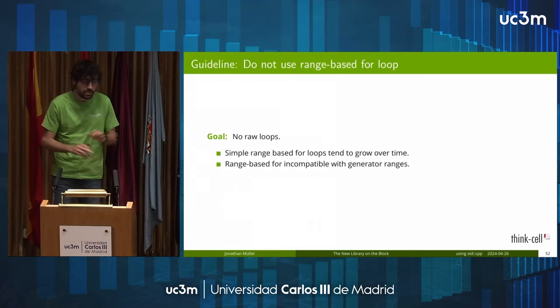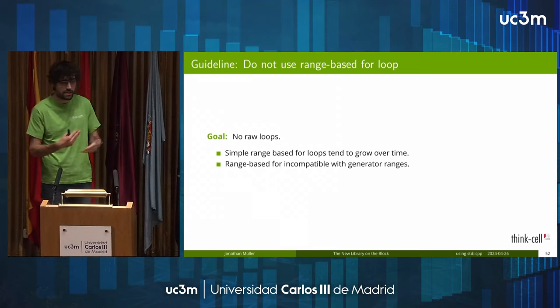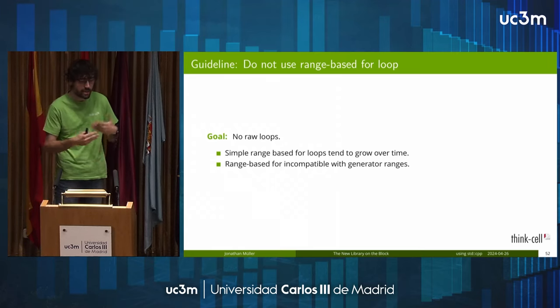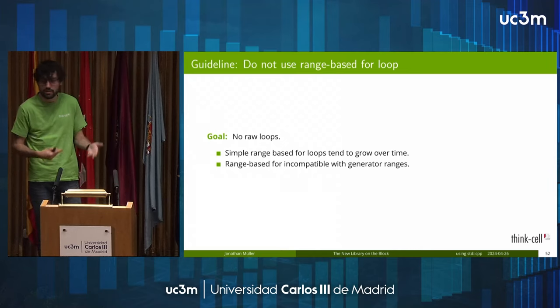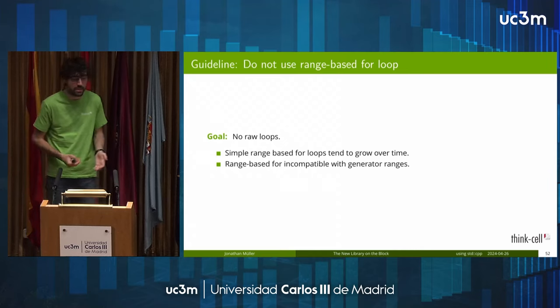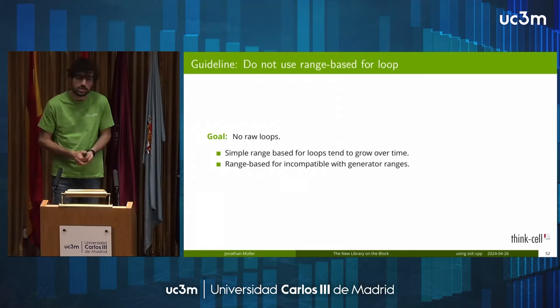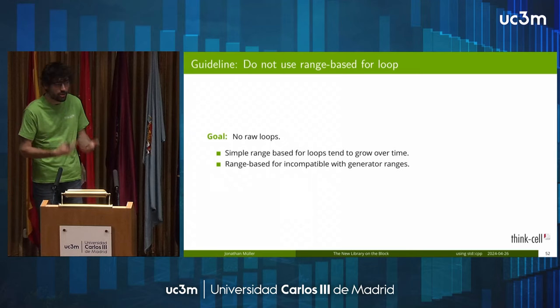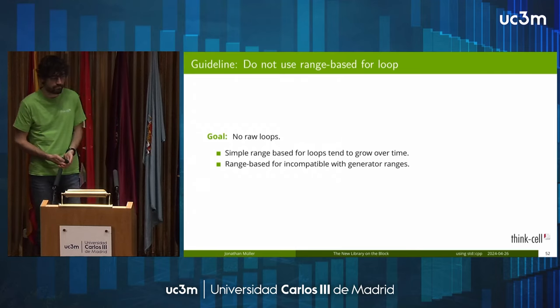So we don't ever use the range-based for loop. This has two reasons. First is the simple Sean Parent philosophical one, no raw loops. When you have a simple range-based for loop, it tends to grow over time, so you should use algorithms at once. The second reason is simply pragmatic: the range-based for loop doesn't work with generator ranges. And we've got lots and lots of generator ranges, so we can't use the range-based for loop, we have to use for_each.